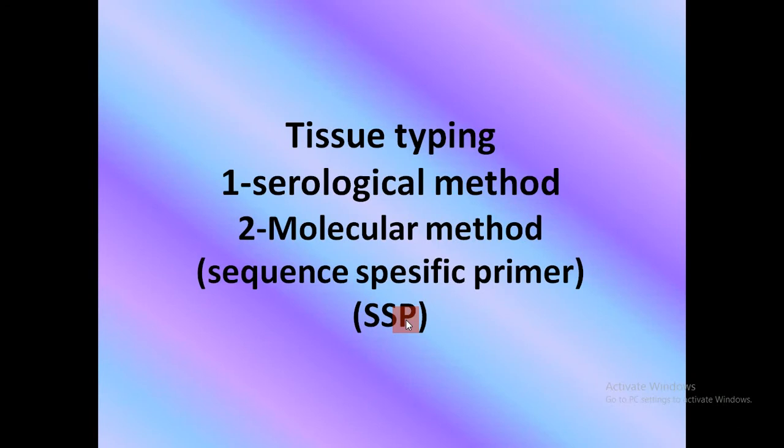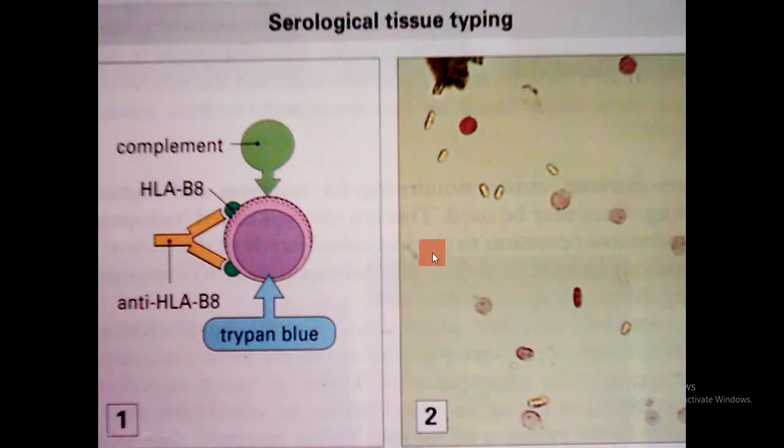The last function is using lymphocytes in tissue typing, whether by serological method or molecular method, as mentioned in the lecture, sequence-specific primer. And in the serological method, which is the Terasaki method or HLA typing, here we have the lymphocyte, and on its cell surface, as you know, are the HLA molecules. Here, for example, the HLA B8. And we add to it monoclonal antibodies against this B8, and this is the antigen antibody immune complex.